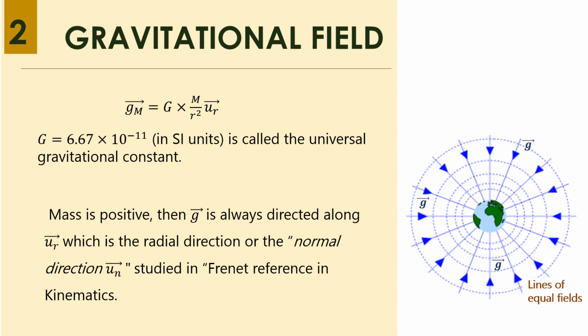Since the mass is positive, as we said, the field lines are directed in one orientation, which is into the mass. That direction is the radial, or what we have studied in kinematics as the normal direction. If you remember in chapter 4 kinematics, when we studied the normal and tangential axes in Frenet reference, so the radial is the same as the normal direction that we have considered back then.